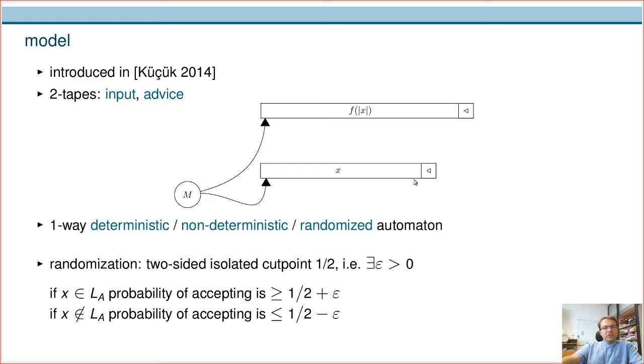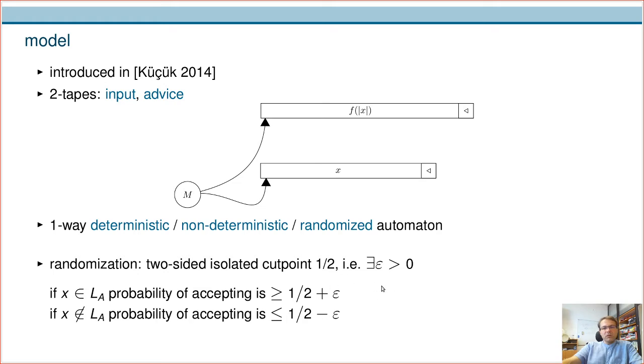So since there is this gap between determinism and non-determinism here, it's a natural question, what about randomization? If this automaton is a one-way randomized automaton, how does it fit between the deterministic, which cannot recognize all languages, and non-deterministic, which can? So in this paper we address this role of randomization here. And for randomization we use the standard model of two-sided isolated cut point at 1/2.